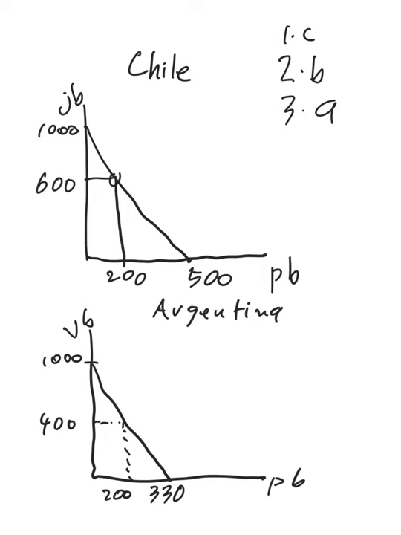Question 4 asks, what is the price of peanut butter in Argentina before the two countries begin to trade with each other? This is another question about the position in autarky. The answer to number 4 is D. The price of peanut butter in Argentina before the two countries begin to trade with each other is 3 pounds of jelly beans per pound of peanut butter. So 4 is D.